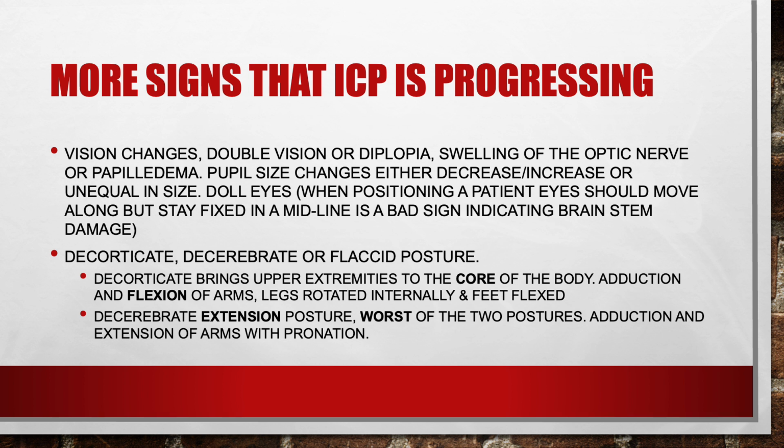Decorticate, I like to think of core of the body. So they bring their upper extremities to the core, and it's kind of an adduction, and they're flexed of the arms. They kind of curl their wrist, and they kind of make a C shape. The legs are rotated internally, the feet are flexed, and the decerebrate is extension posture, and that's really the worst of the two. There is adduction, but their wrists are extended out, their arms are extended out on pronation.